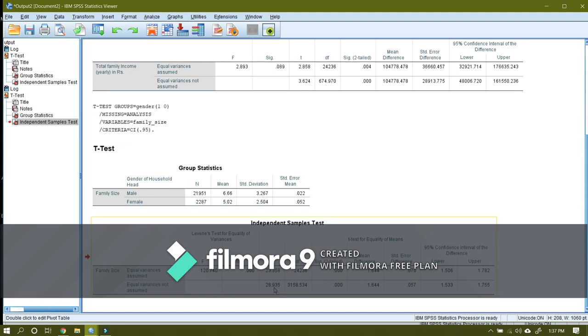And now we will use this t-test with the adjusted degrees of freedom, and on the basis of the p-value, this t-test is highly significant. So it means we reject the null hypothesis that the average family sizes of the male headed households and the female headed households are the same. They are different, and the difference between the two is 1.644, and that is statistically significant.